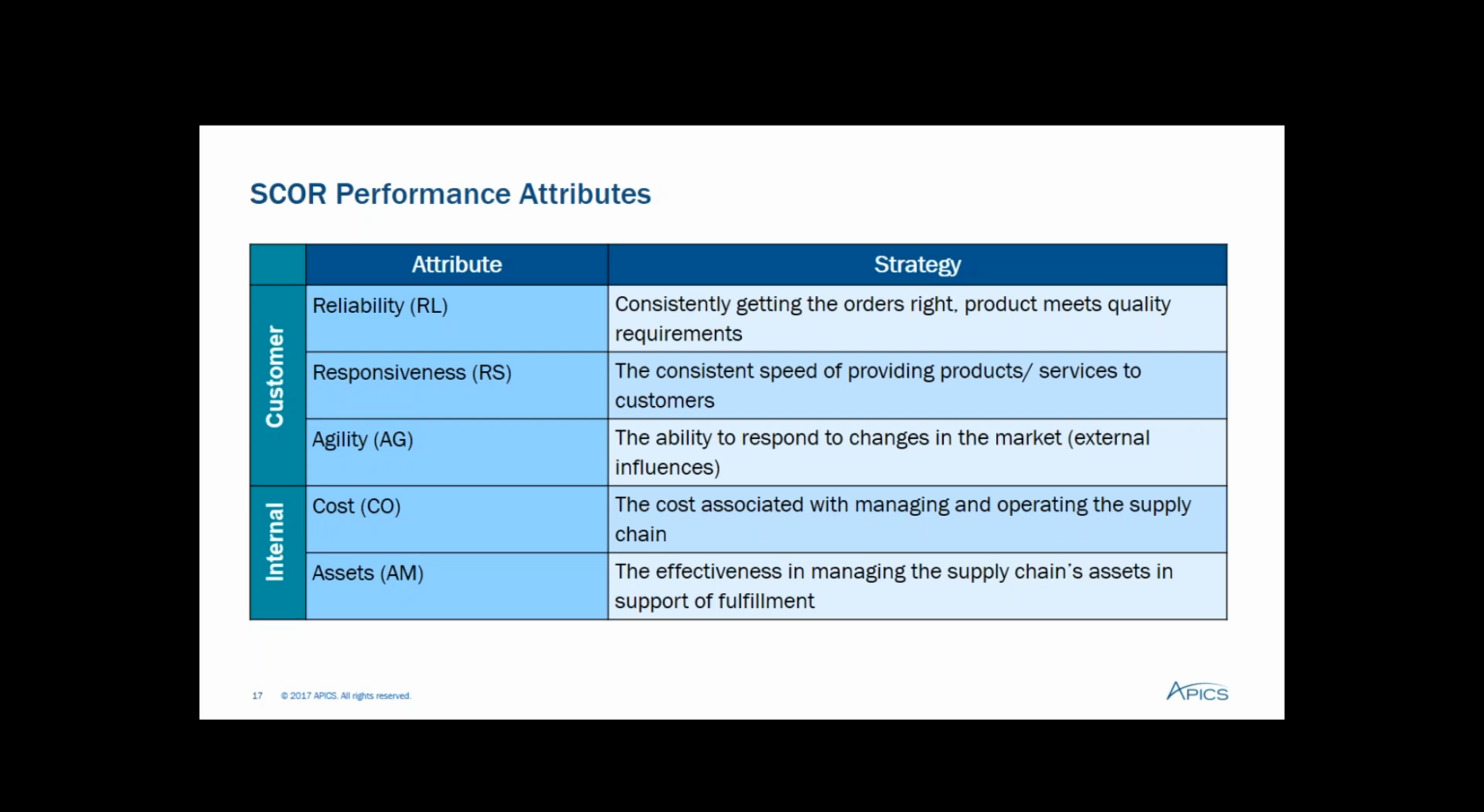Responsiveness, defined as the speed at which tasks are performed, and typical metrics for responsiveness include cycle time metrics. Responsiveness is a customer-focused attribute. Agility, defined as the ability of the organization to effectively respond to external influences and marketplace changes to gain or maintain a competitive advantage. Agility is a customer-focused attribute.